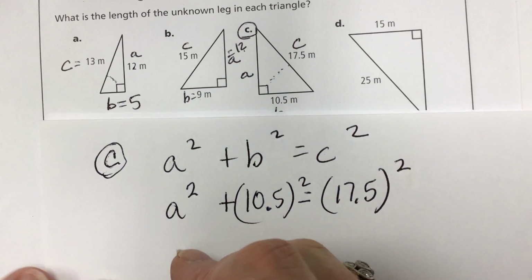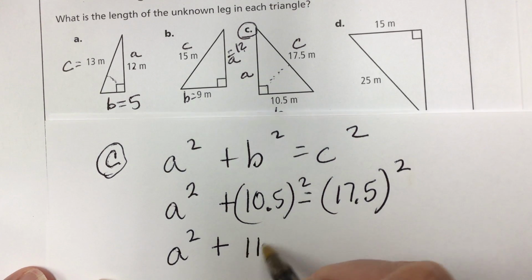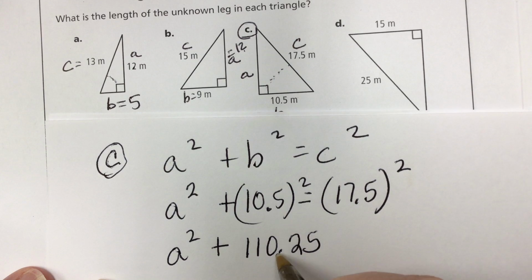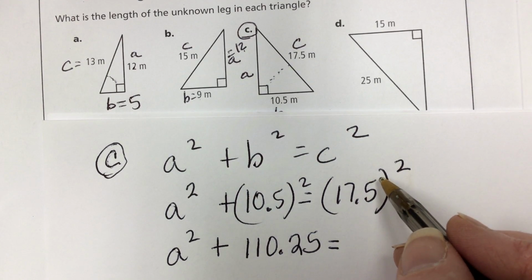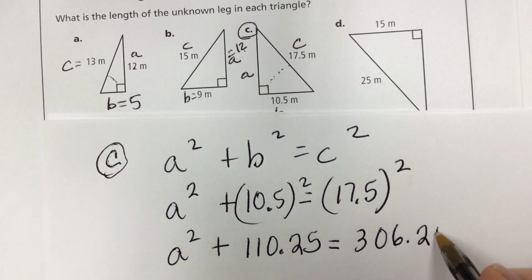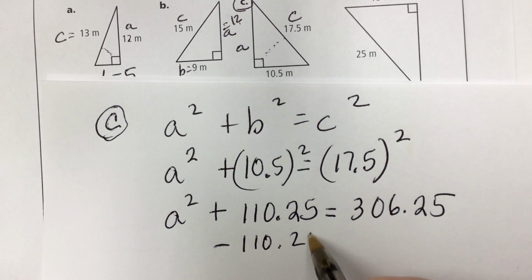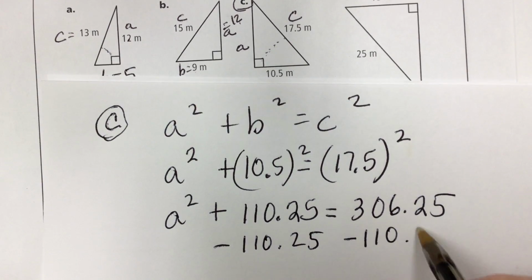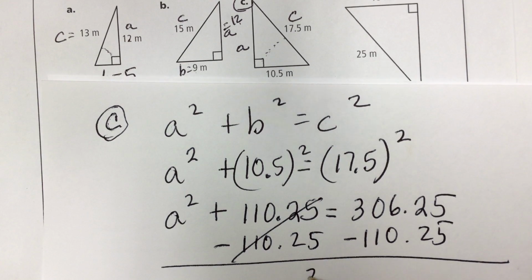Okay? So using my calculator, 10.5 times 10.5 gives you 110.25 equals 17.5 squared, which is 17.5 times 17.5 is 306.25. We're solving for A squared, so let's subtract the 110.25 from both sides. Therefore, I find A squared is equal to, when you subtract on the right side, you get 196.